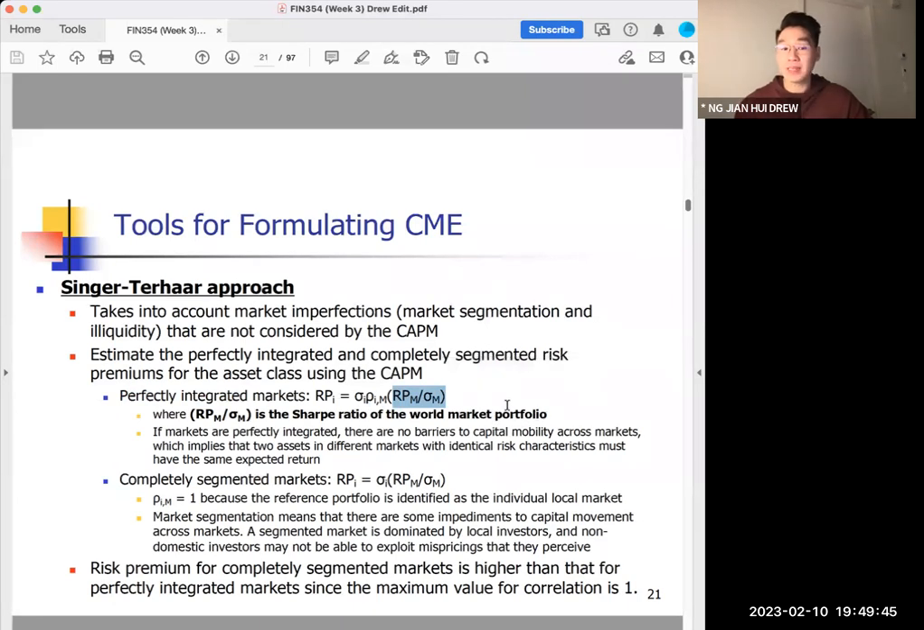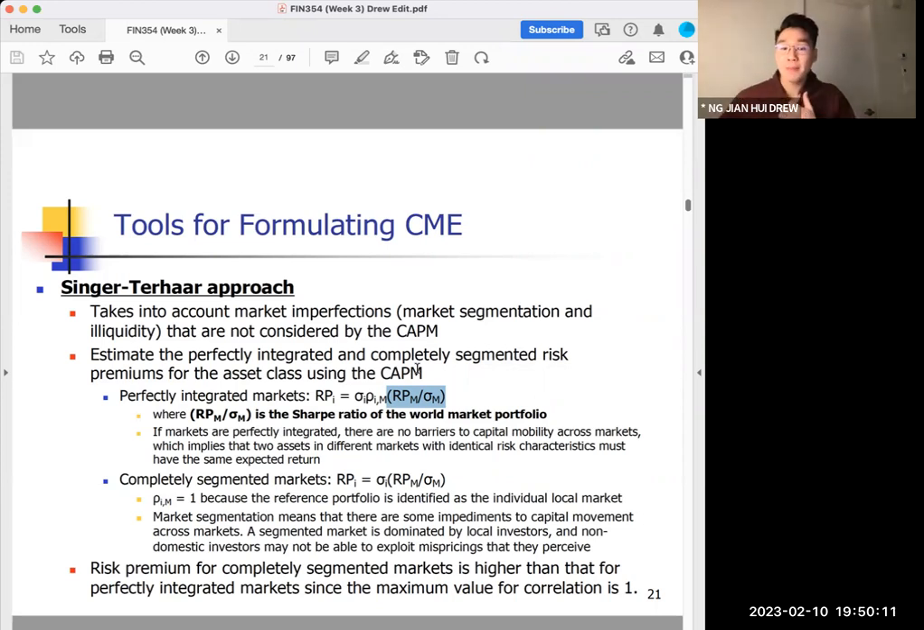So this is important because sometimes, in questions, they will just tell you, oh, the Sharpe ratio is this. Let's say the Sharpe ratio is 5.6. So we need to know that what it means is that this portion of the equation here is 5.6, right? And this is the Sharpe ratio. So this is a perfectly integrated market, right? Things can move very easily, and because things can move easily, we need to consider correlation.